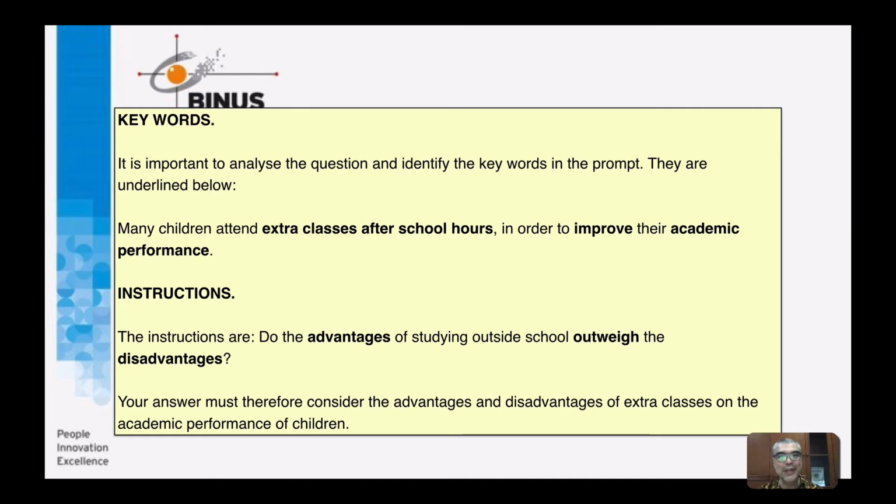The first thing to do is to make sure you are clear about the key words. What are the key words in this question? As you can see, I have highlighted them below. We have extra classes after school hours and improve academic performance. Then we need to take note of the instructions, which refer to the keywords advantages and disadvantages.